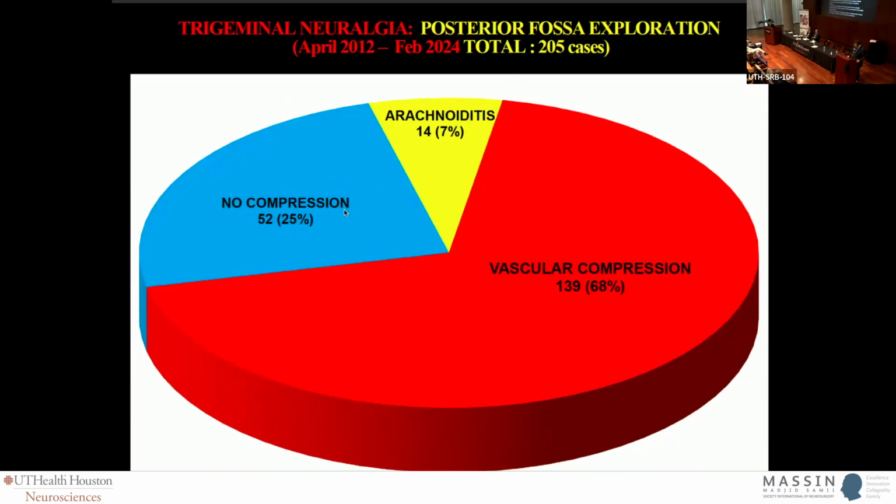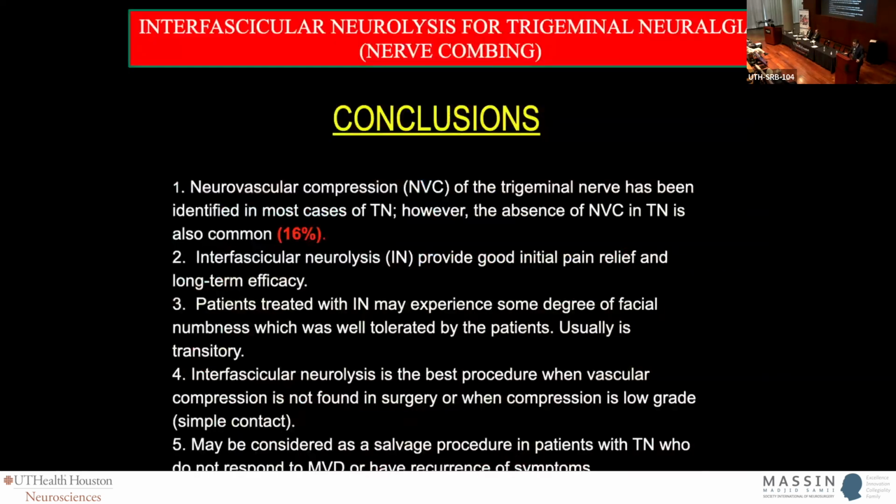Conclusion: neurovascular compression of the trigeminal nerve has been identified in most cases of TN. However, the absence of neurovascular compression in TN is also common. Interfascicular neurolysis provides good initial pain relief and long-term efficacy. Patients with interfascicular neurolysis may experience some degree of facial numbness, which was well tolerated by the patients and usually is transitory.